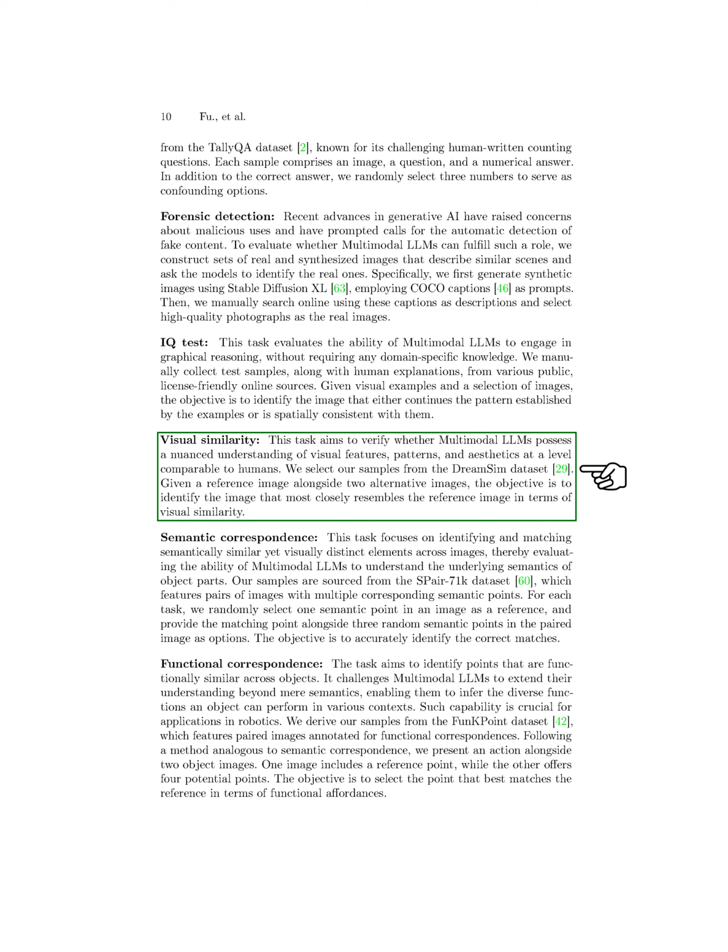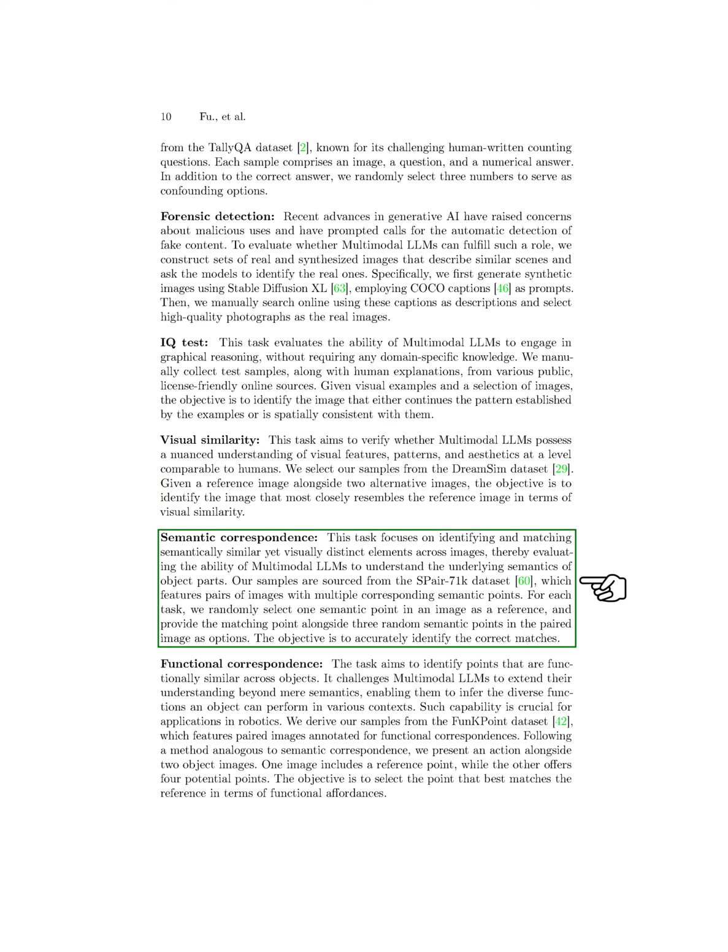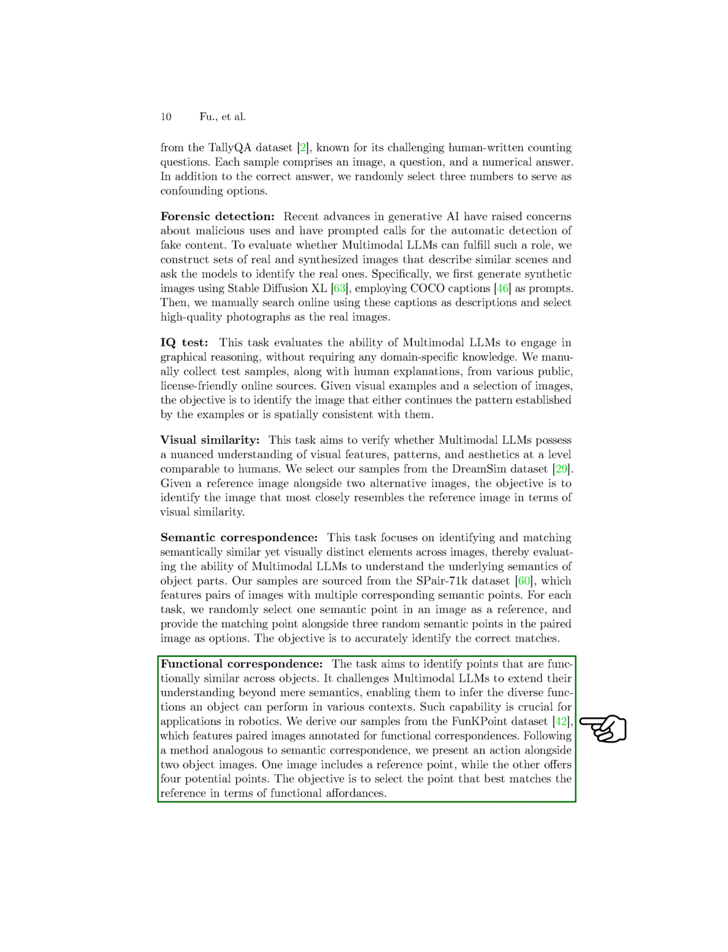The Visual Similarity task aims to determine if the models understand visual features, patterns, and aesthetics comparable to humans, using samples from the DreamSim dataset. The Semantic Correspondence task focuses on matching semantically similar elements across images using samples from the SPair-71k dataset. The Functional Correspondence task challenges the models to identify functionally similar points across objects using samples from the FunKPoint dataset. To ensure the quality of Blink, we manually review all collected data to filter out any ambiguous or low-quality data.